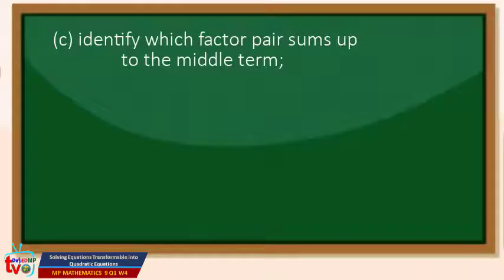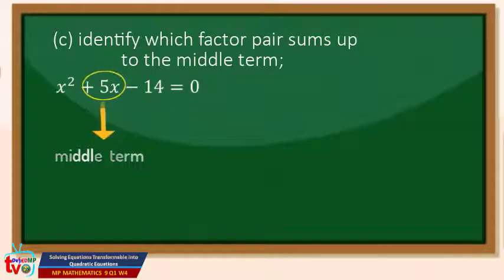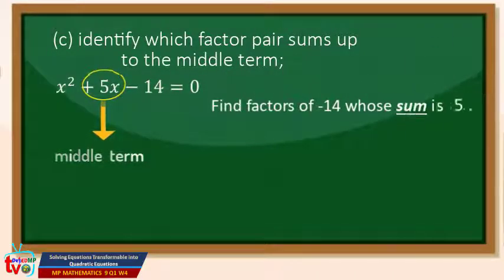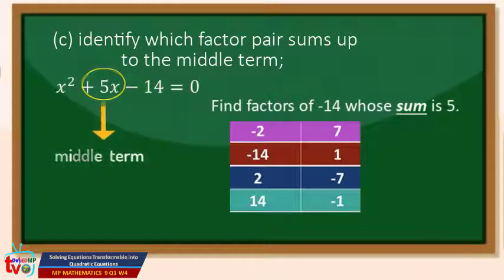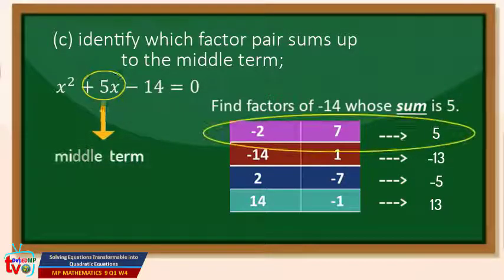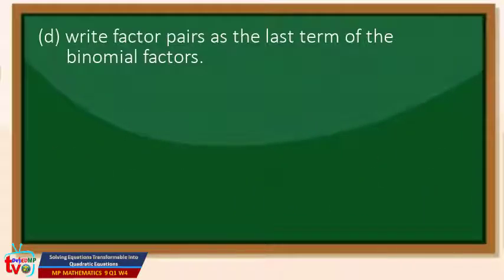Third step, identify which factor pair sums up to the middle term. 5x is the middle term of the equation x squared plus 5x minus 14 equals 0. Find factors of negative 14 whose sum is 5. These are negative 2 and 7 because negative 2 plus 7 is equal to 5. Last step is to write factor pairs as the last term of the binomial factors.